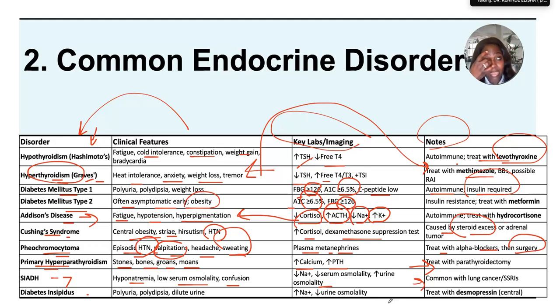Isn't that crazy? Just think about your SIADH. A lot of our patients that are geriatrics experience SIADH quite a bit. So hyponatremia is definitely one of the classic side effects that we see with the use of SSRIs. Diabetes insipidus: polyuria, polydipsia, and of course dilute urine. When urine is dilute, it only makes sense that sodium will go up, and then urine osmolality will come down, right? Because it's not concentrated. Now you have to treat with desmopressin.